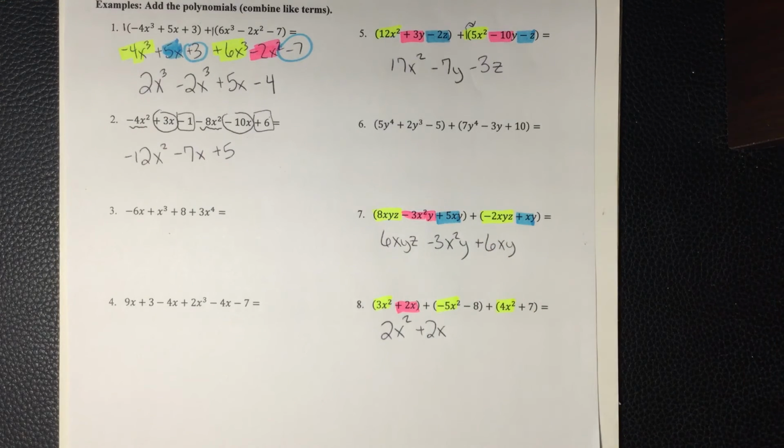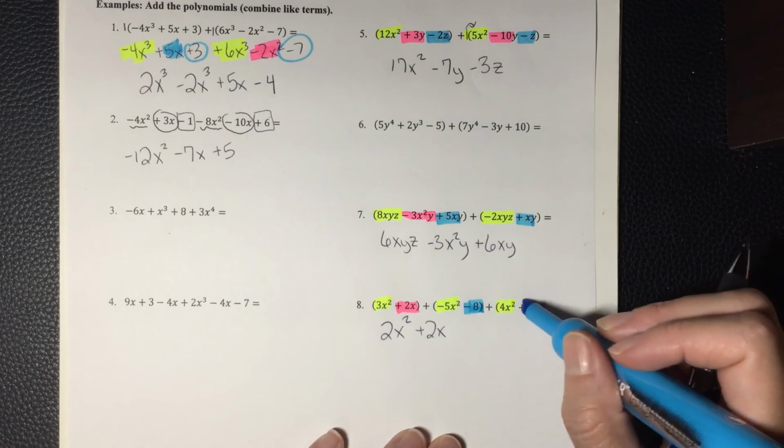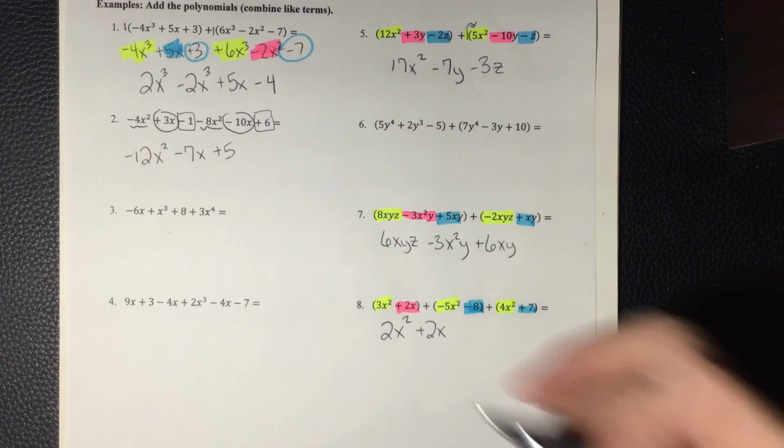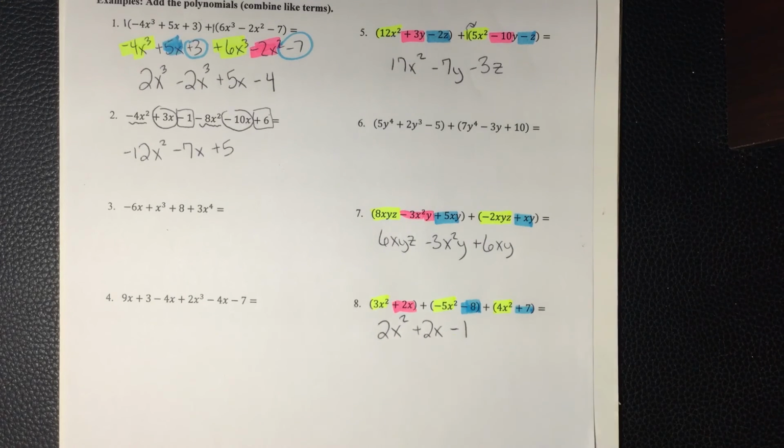And then I'm going to end with my constants. I have a negative 8 and a positive 7. Together that gives me a minus 1. So I only have x's in this one, so I want to make sure to do that descending order.